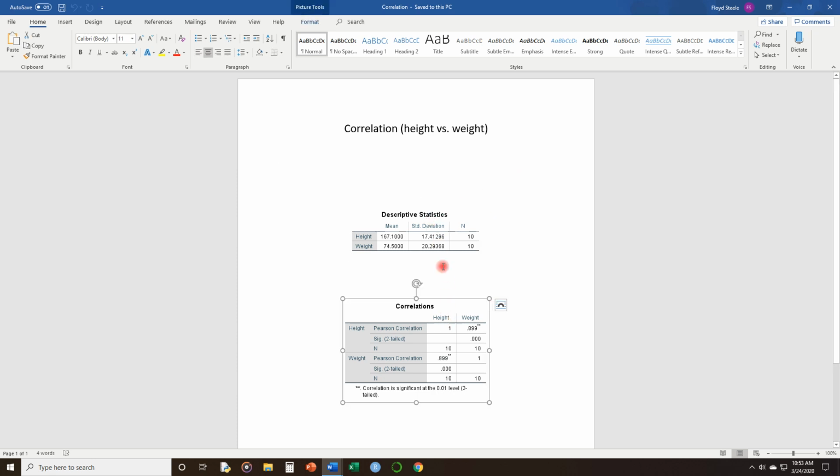With your correlation output, you're going to get a descriptive statistics table. We might not even send this to you, because this is not really any more information than that first descriptive statistics table.